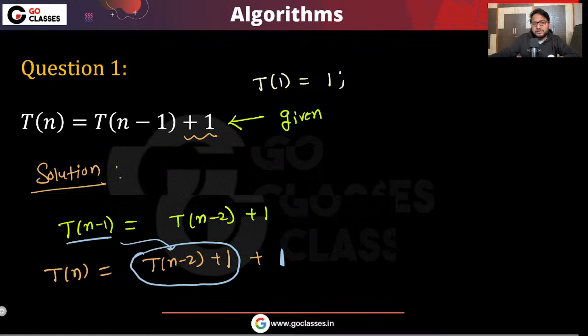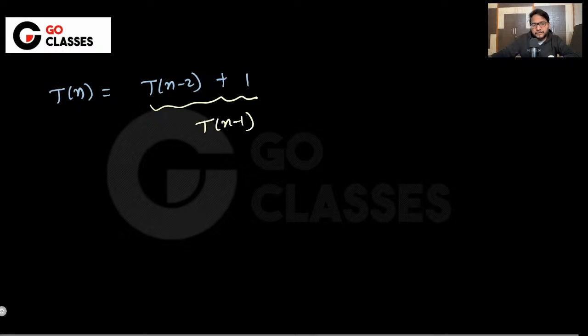So if you understood this, then let's do one thing. We can basically expand it further. See, we have got Tn equal to Tn minus 2 plus 1. That is because of Tn minus 1, and then plus 1.